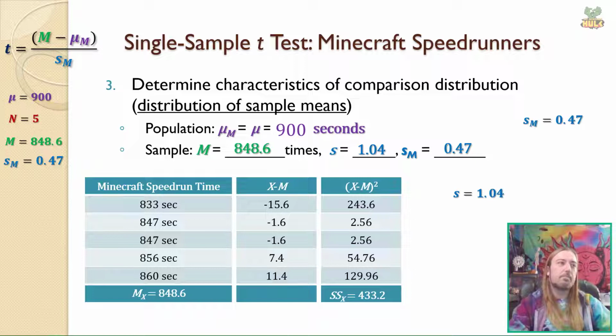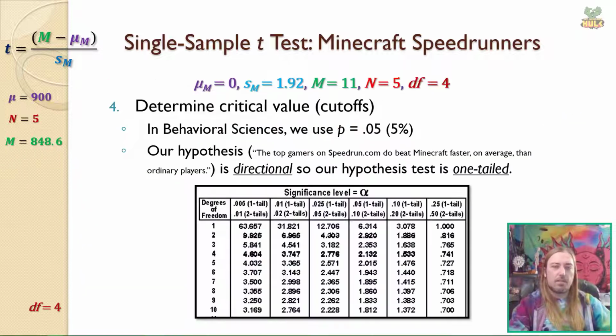Okay? Now, what's the next step? Next step's easy. In fact, we're on sort of the downhill at this point. We've done all the hard work. Determine the critical values, the cutoffs. Well, in behavioral sciences, we use p equals 0.05, right? So unless I tell you otherwise, you're always going to be using p equals 0.05.